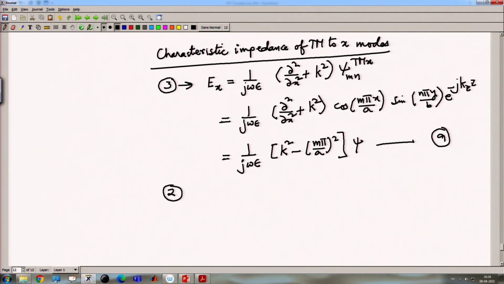Then from equation 2 we can find h y as del psi del z, that is minus j k z psi. Let us call this equation 10.